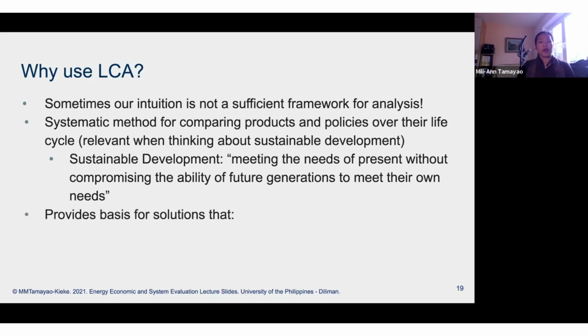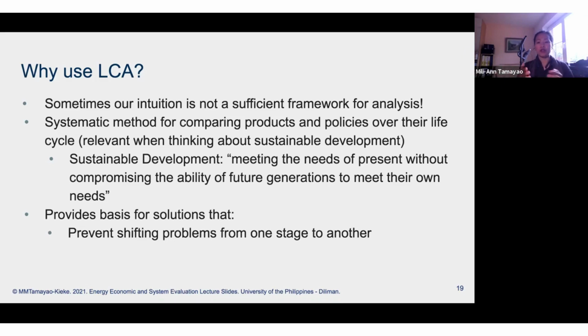Okay, and LCA also provides a basis for solutions that prevent shifting problems from one stage to another, as I mentioned earlier. And then it also helps you to prevent switching from one burden to another. You might be lowering, say for example, CO2 emissions, but in the process, you are increasing SO2, right? So we don't want that.